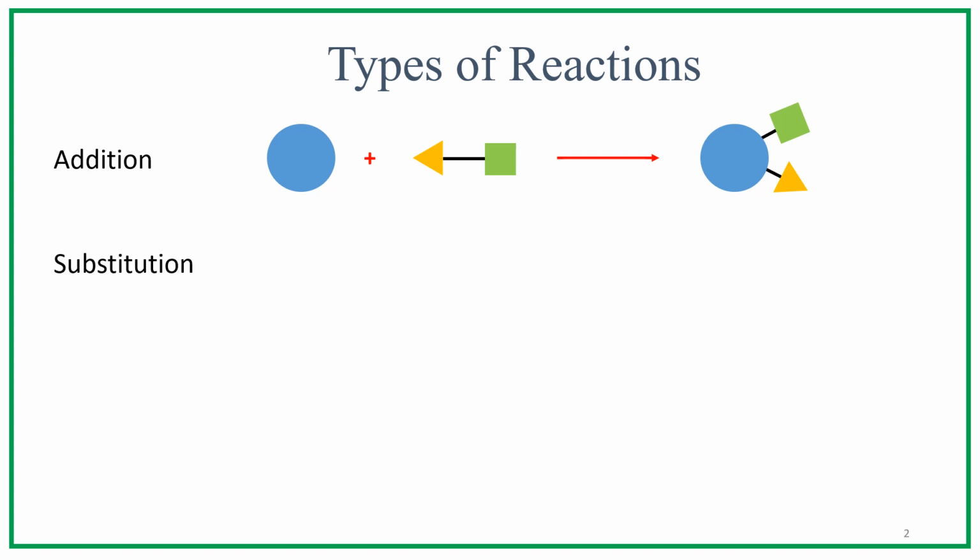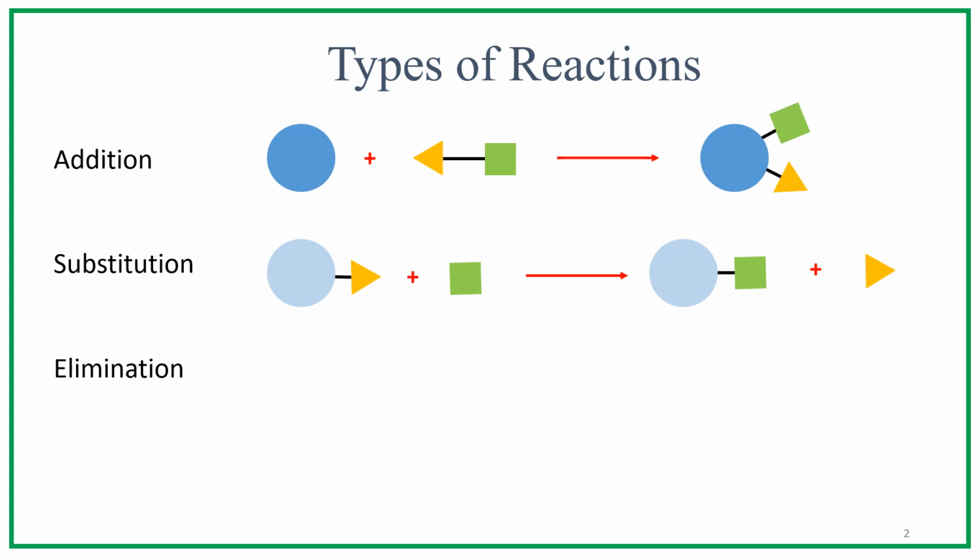The next type is substitution. Substitution means one can be substituted by another. So here in the reactant we have a circle with a triangle. This triangle can leave and a square can fit into that point. That means the triangle is substituted by the square. Therefore this type of reaction we call substitution.